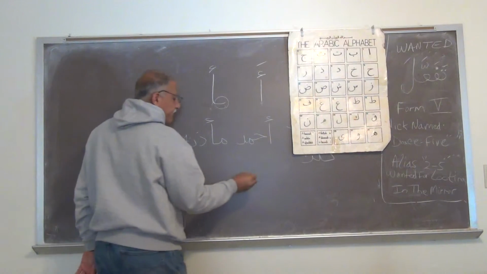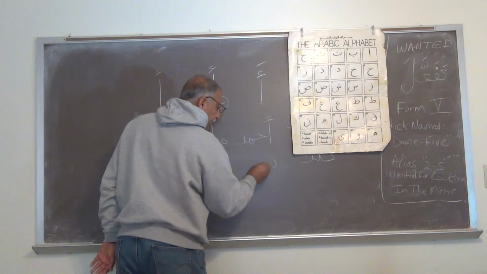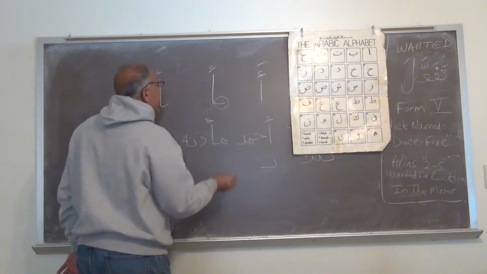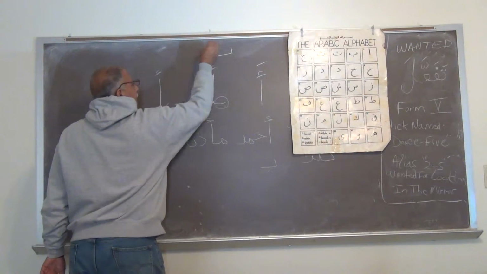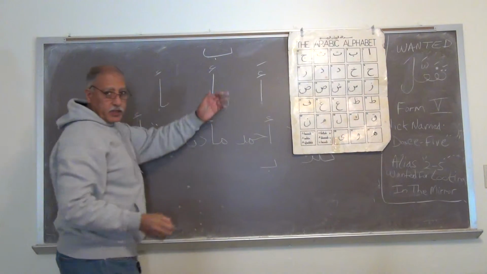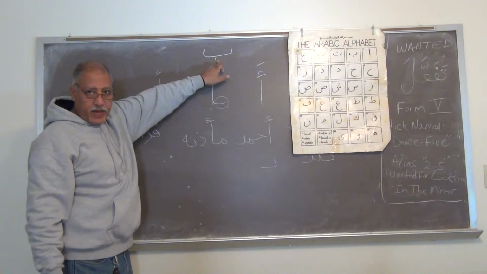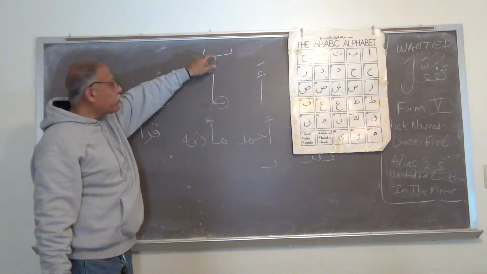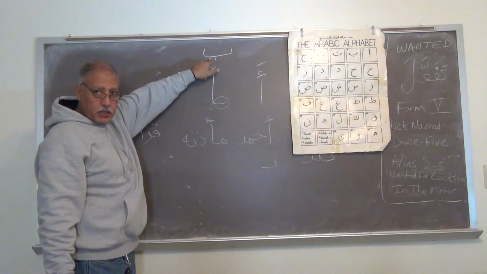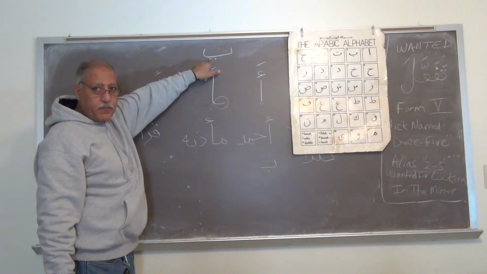When the ba comes at the beginning of the word, it's going to be like that. We know that this is the harf al-ba, it will be like that. It's like a small plate that has a dot underneath it. This is the main harf al-ba. And sometimes we show it this way when it comes at the end of the word. So this is harf al-ba.